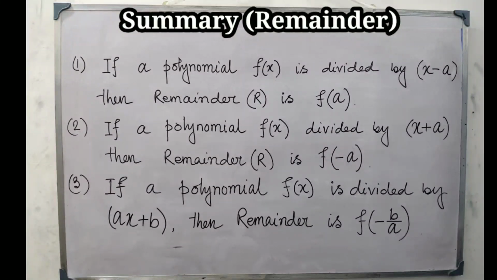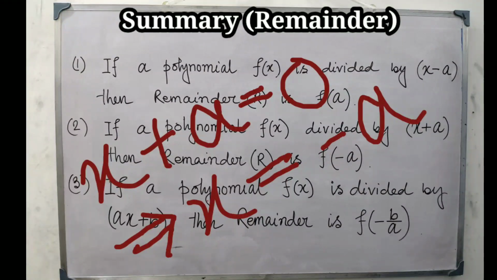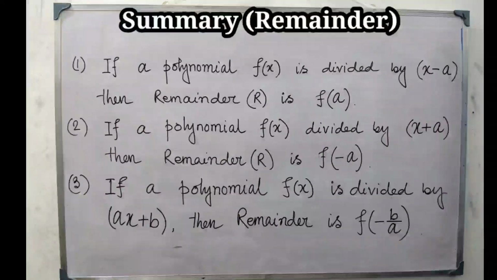See the second one. If a polynomial f(x) is divided by x plus a, here divisor is x plus a. So on your rough page, if you take x plus a equals to 0, then from this equation you will get x equals to minus a. That means you have to put minus a in the place of x. That's why remainder is f(minus a).